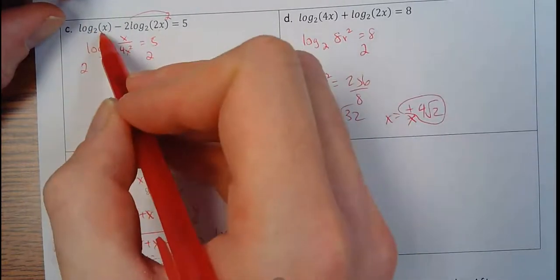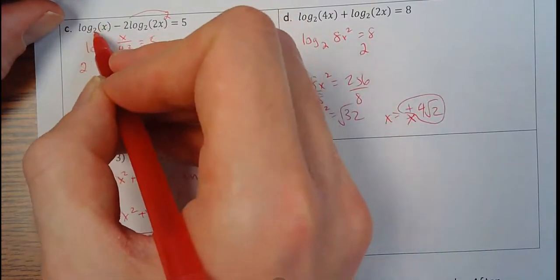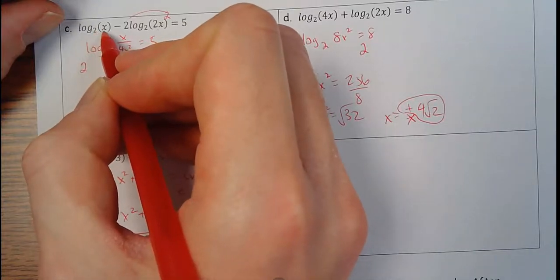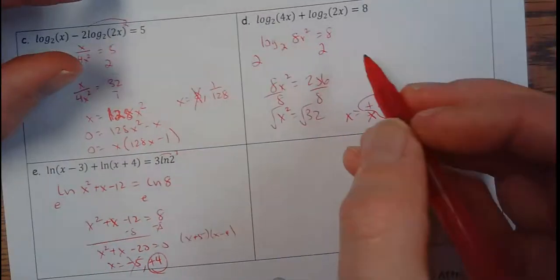Again, arguments must be positive. So if I plug a 0 in there, 2 to no power equals 0. It can't happen, so you throw that one out. That's an extraneous solution. 1 over 128 does work.